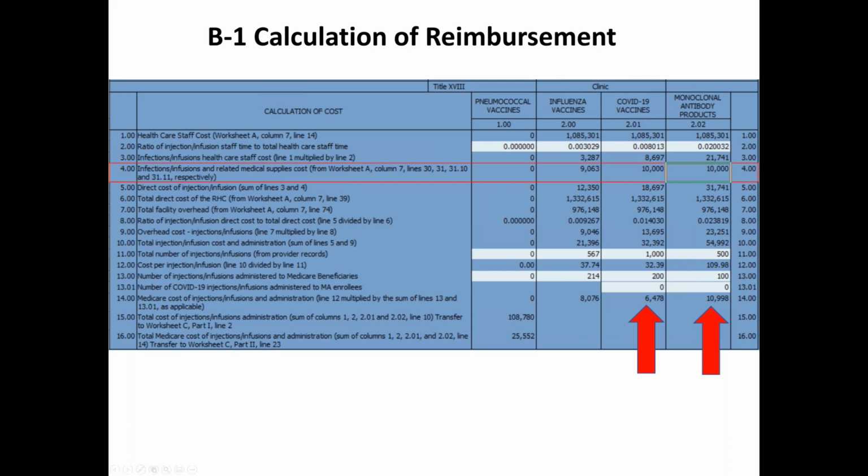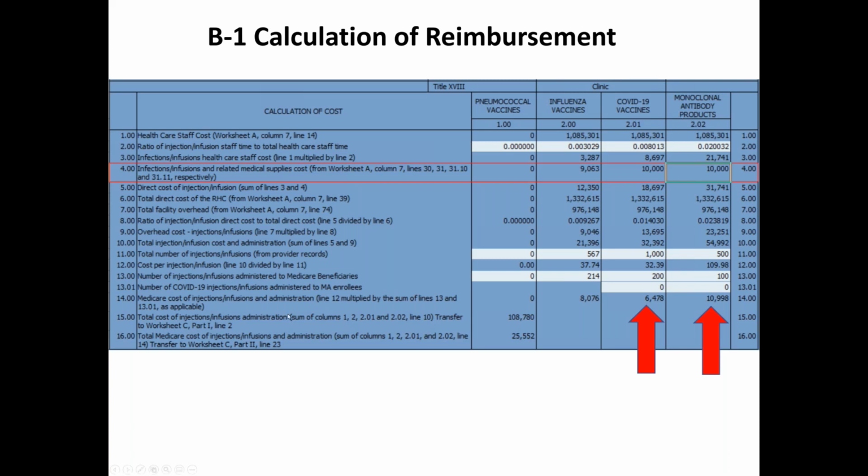Then you multiply that by the number of Medicare shots that you did. In this case here, we gave it to 200 Medicare patients. Over here, we gave it to 100. And this computes your reimbursement over here. You would basically get $25,000 for the services, $8,000 for your flu, $6,500 for your COVID-19 vaccines, and another $11,000 for your monoclonal antibody products.